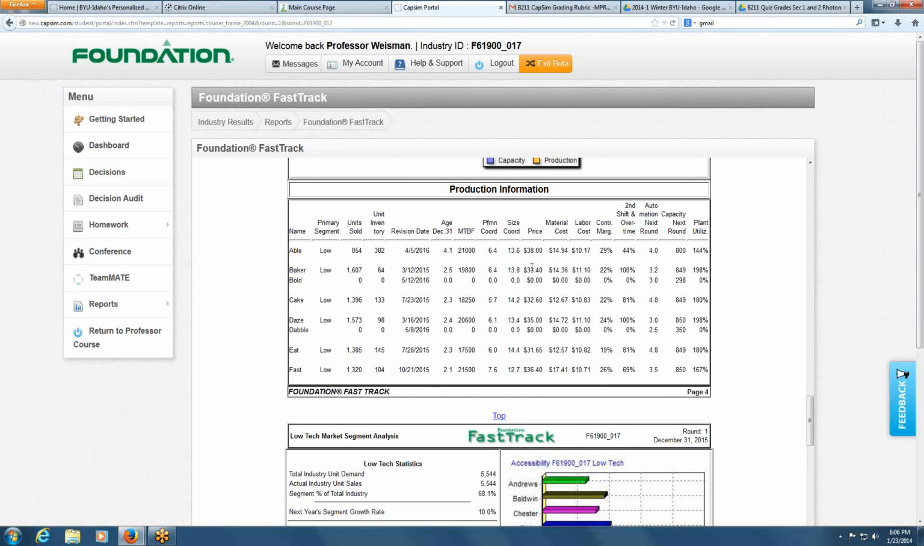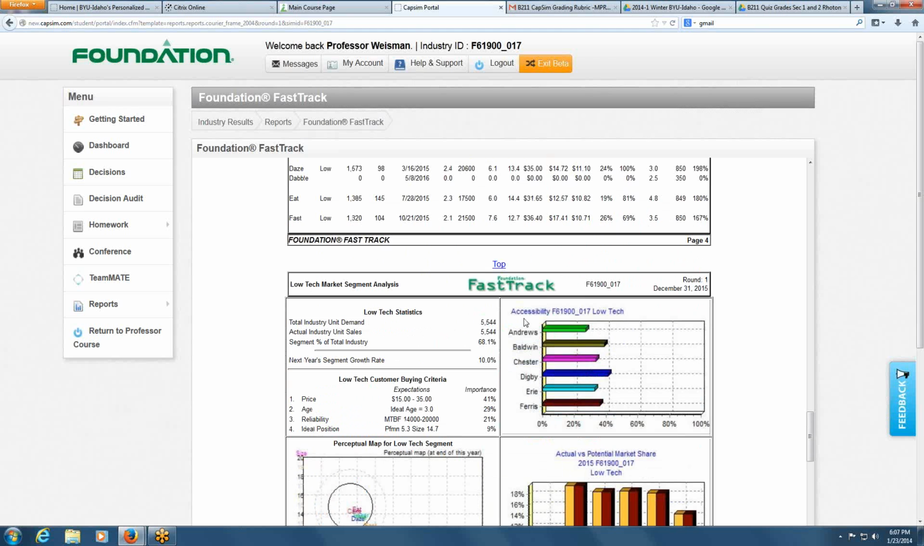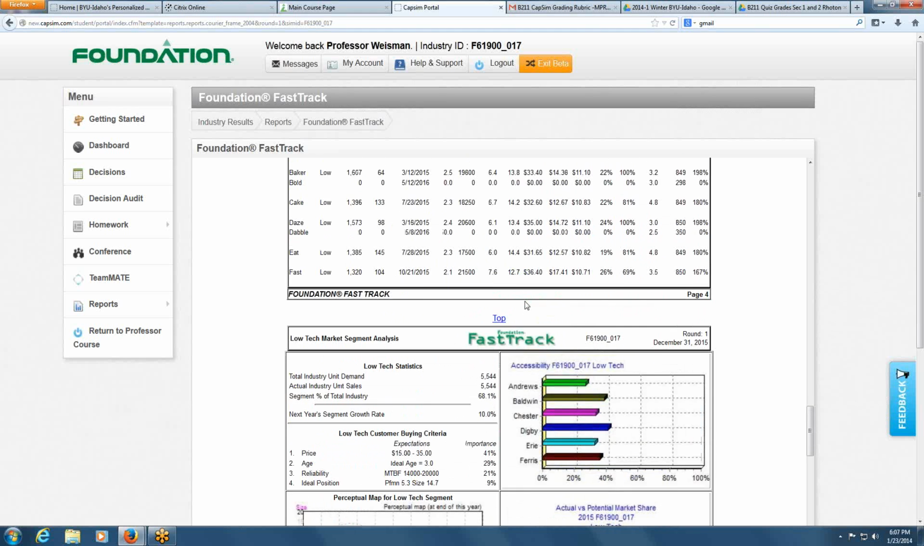So my price was $38. That is $3 above the 35, which wouldn't be a horrible thing, but if you look at Baker's, his is only $33.40. So obviously someone's going to go in the low-tech market, 41% of the people are going to go to his first because of the price. So I lost some people there. If I would have lowered my price some, they would have competed better and more people would have bought my product.